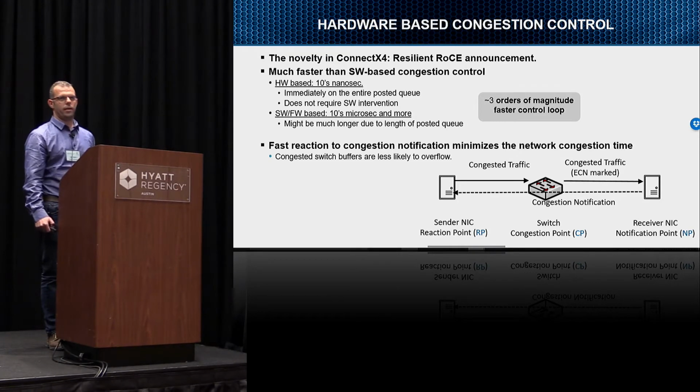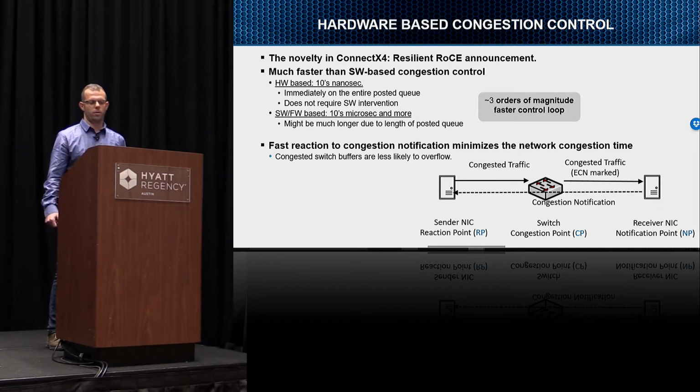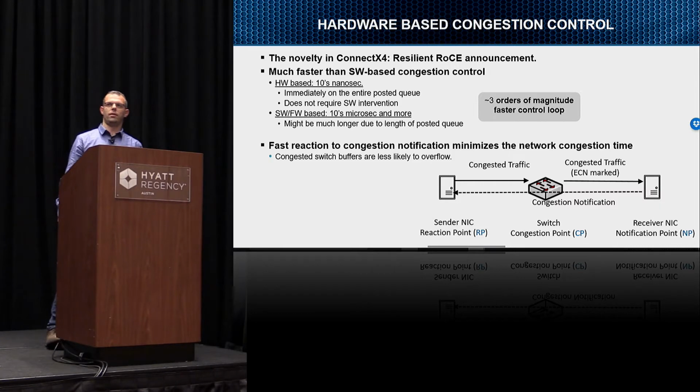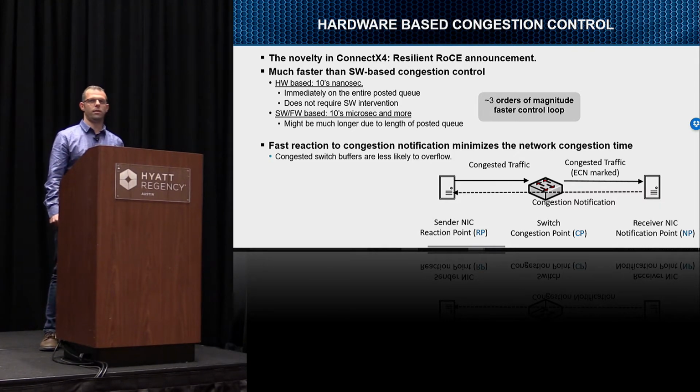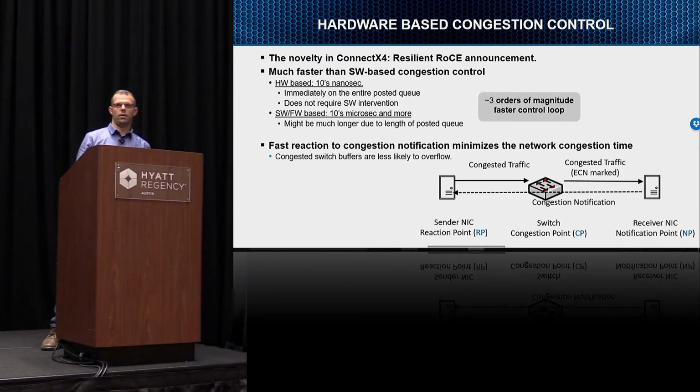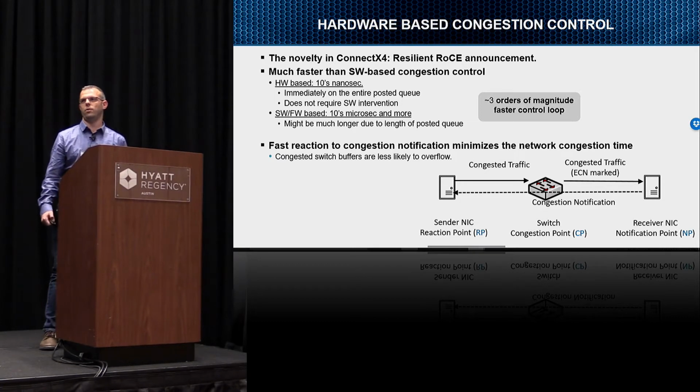So the big novelty here is the hardware-based congestion control that is implemented in ConnectX-4, and it allowed Mellanox to announce resilient RoCE. Resilient RoCE means that now RoCE can run over a lossy network. We do not require flow control. We do not require a lossless network anymore.